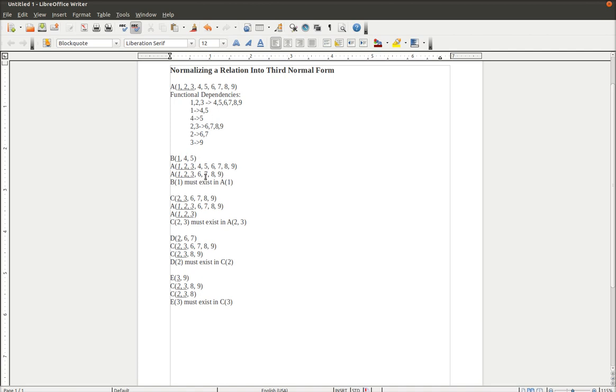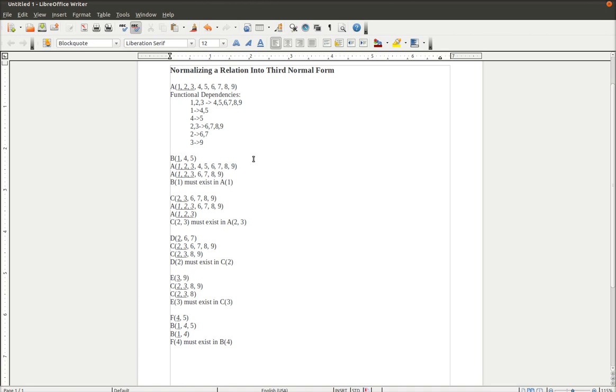That's a problem. We need to create another relation, we'll call it F, which deals with 4 and 5. So we make 4 our primary key, and then we take B, and we make 4 our foreign key. And then we remove 5 from it. Then we have to write another statement: F4 must exist in B4. So basically, this means we've normalized it into third normal form.